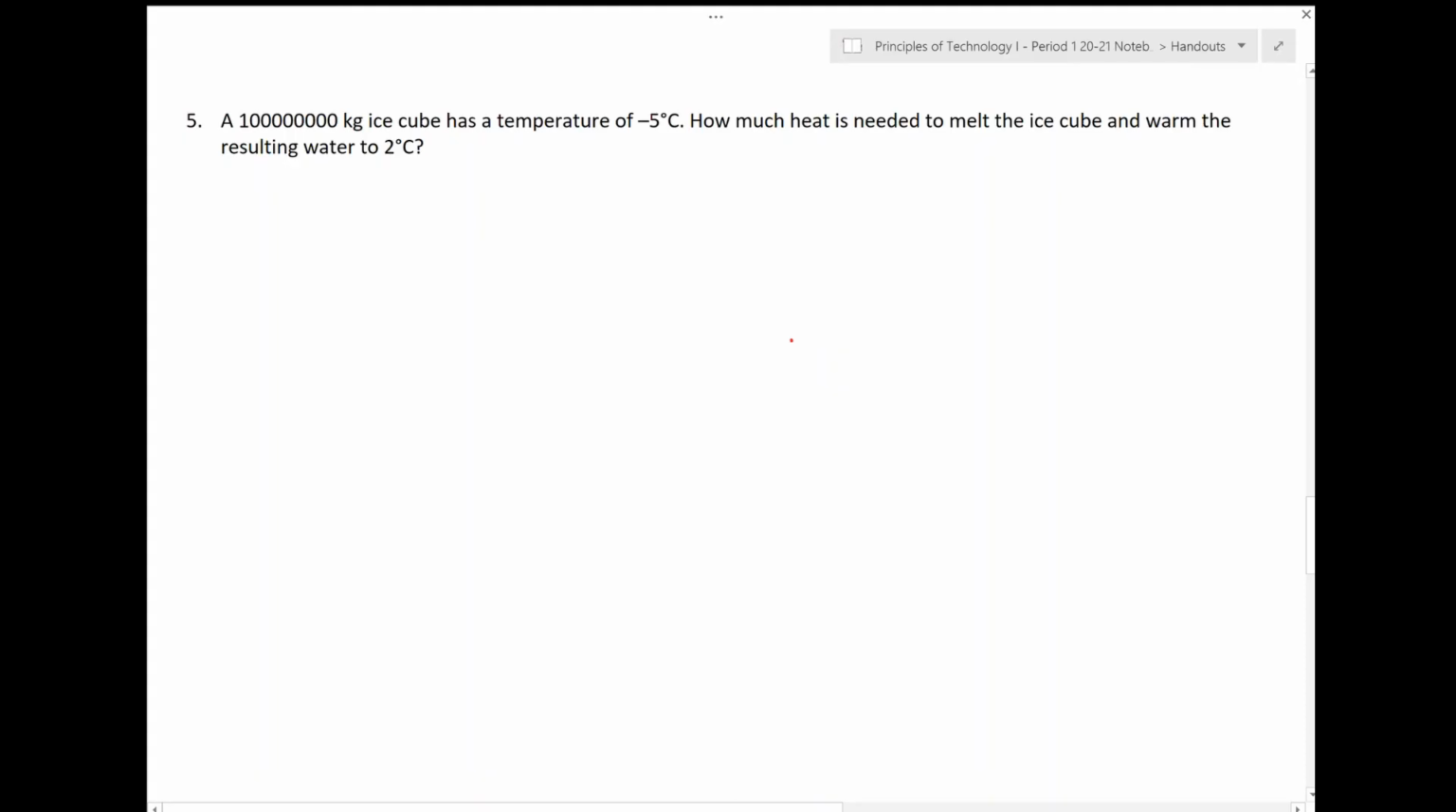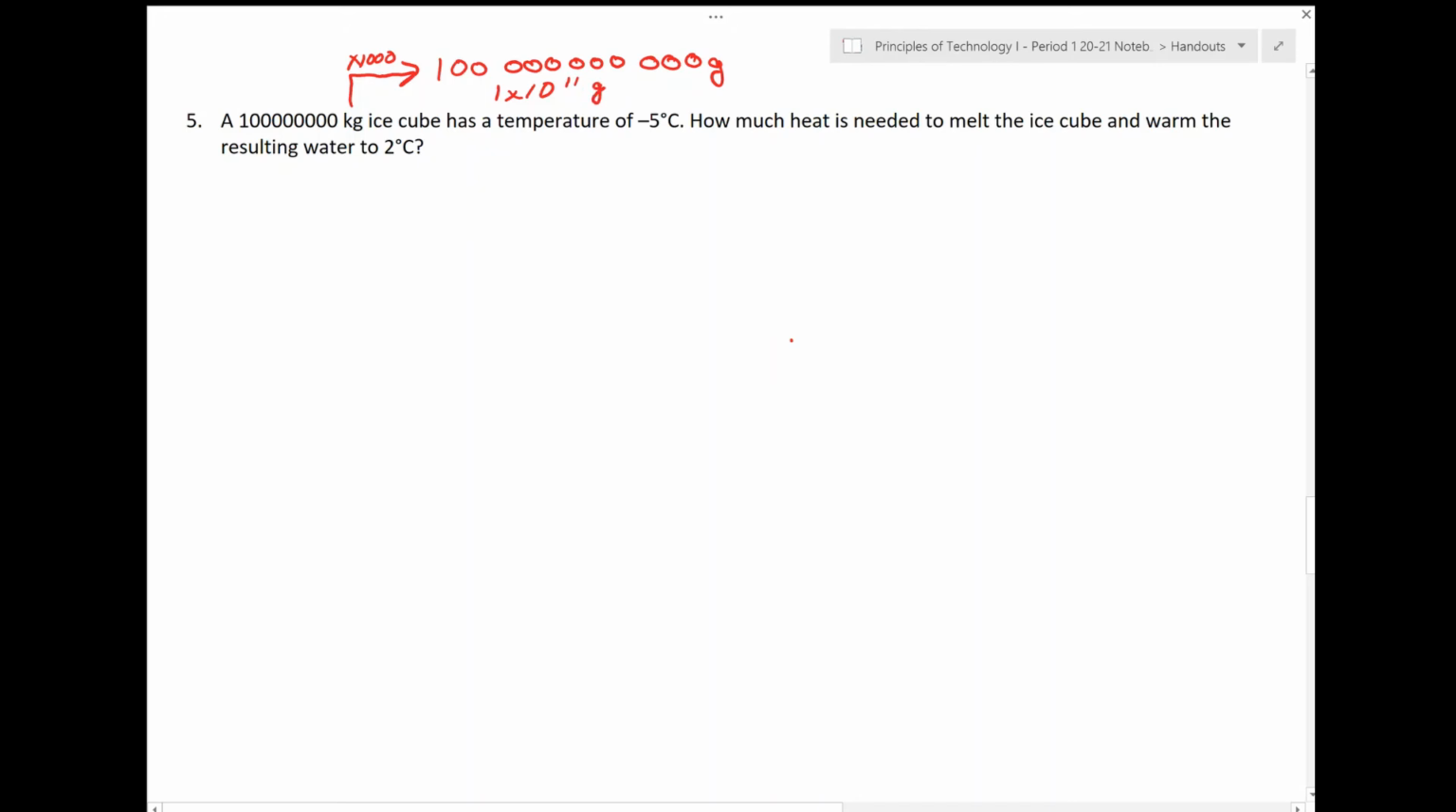Lastly, number 5 says a 100 million kilogram ice cube has a temperature of negative 5 degrees Celsius. How much heat is needed to melt the ice cube completely and raise the resulting water to 2 degrees Celsius? The first thing we need to do, because the specific heats and the heat of fusion are given in grams, is change 100 million kilograms, multiply it by 1,000 to change it to grams, and we will get 100 billion grams. Generally speaking, it's going to be easier to write that as 1 times 10 to the 11th grams in scientific notation.